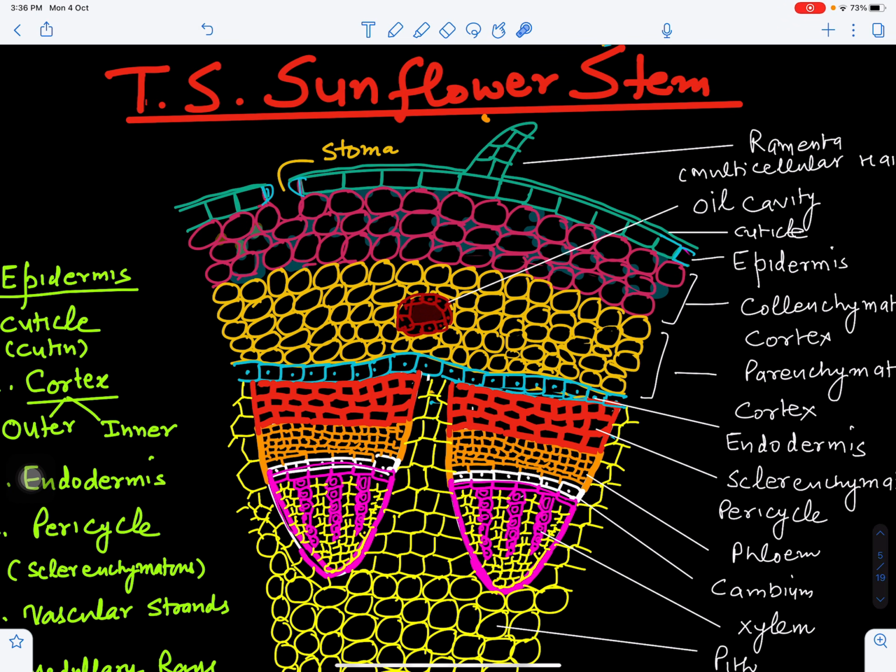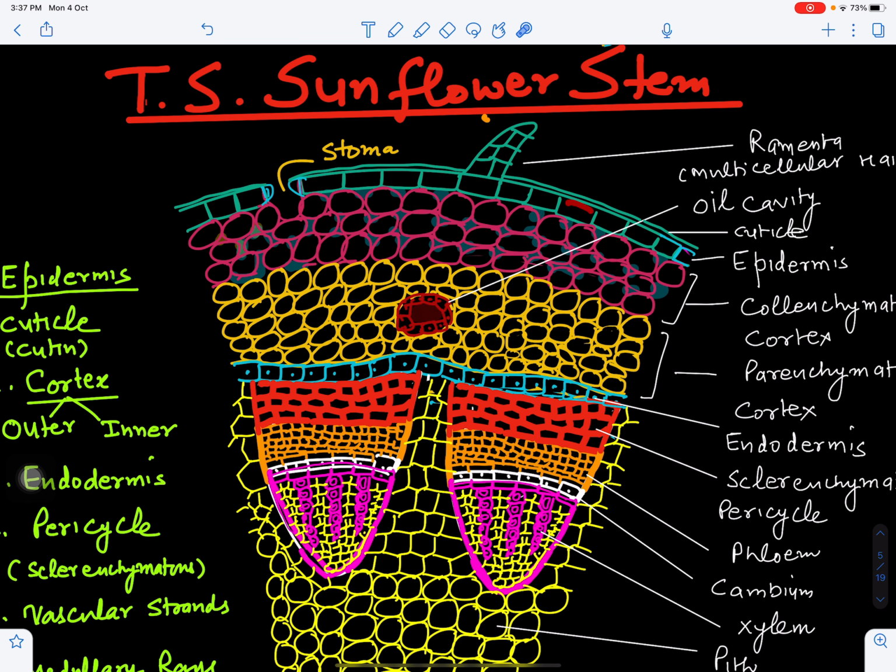We can see here this is the outermost layer called the epidermis. Now this is made up of just parenchymatous cells like this, and this is protected by cuticle. Cuticle is made up of cutin. This will protect the internal organs. At certain places this may have openings called stomata, and these are hair-like structures borne on the epidermis. They are multicellular in nature, meaning made up of many cells.